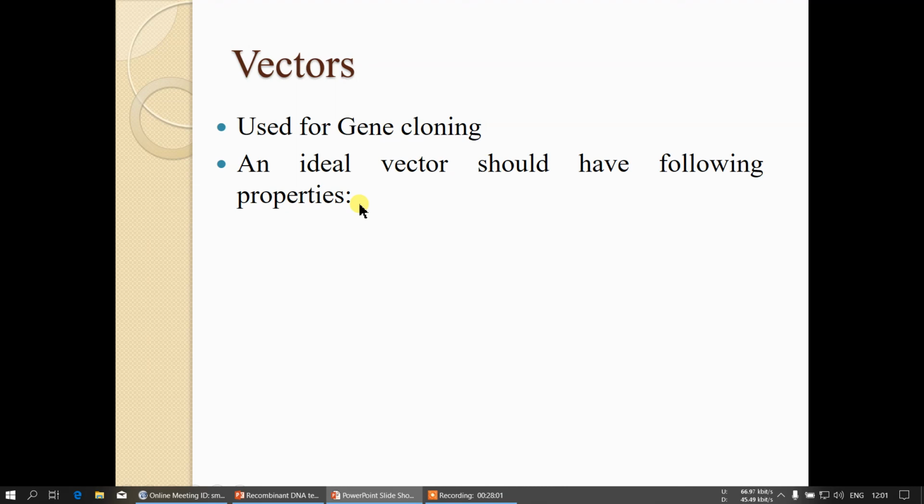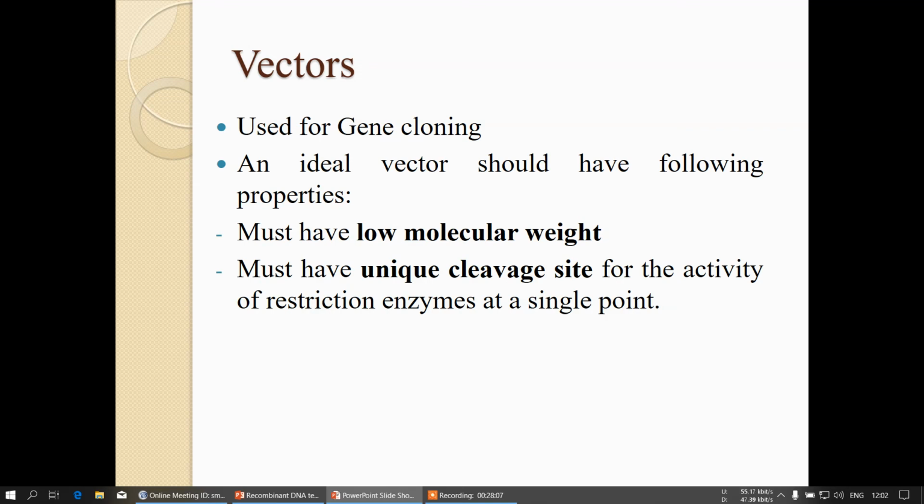Which properties should be in the ideal vector? It must have a low molecular weight. It must have a unique cleavage site for the activity of the restriction enzyme at a single point, which we have seen in the plasmid vector slide, where a specific unique cleavage site is present for the restriction endonuclease enzyme activity.